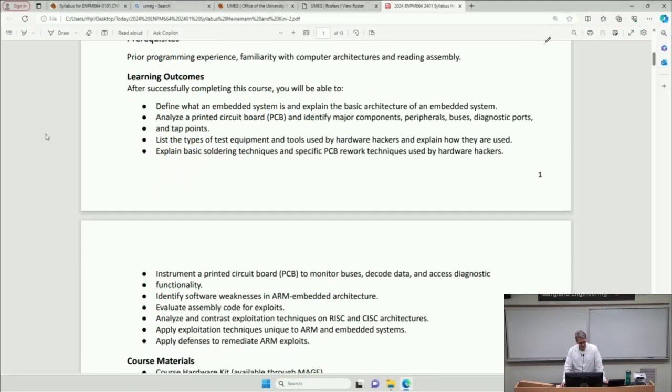And so what we're looking to accomplish is define what an embedded system is, and the basic structure of an embedded system. How do we analyze printed circuit boards? So we'll look at those and understand what all the different components are, how they're connected together, how engineers use the diagnostics, and how we can connect to those. We'll talk about test equipment and how to use it.